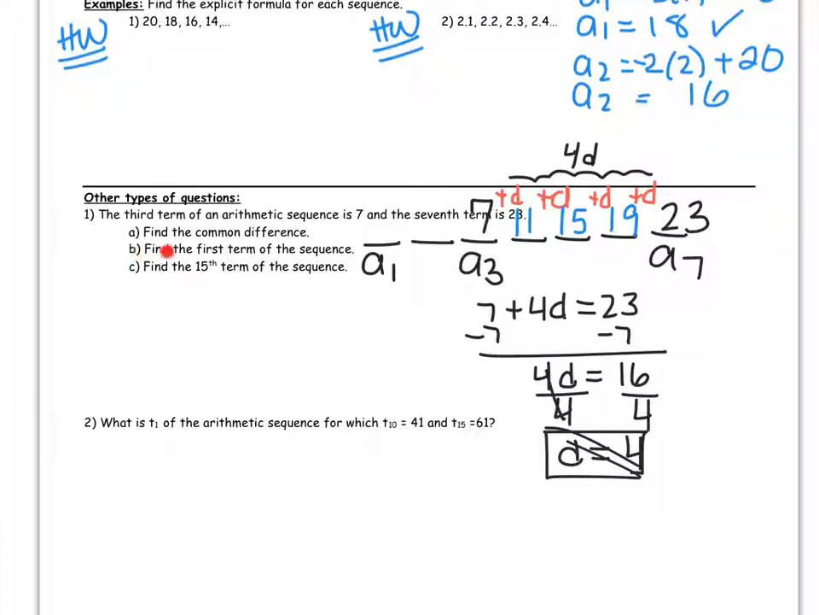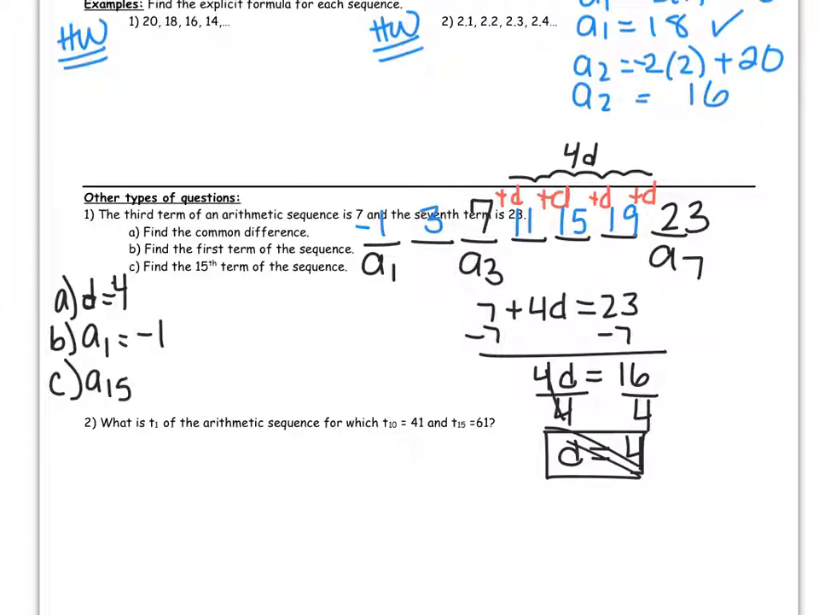So now it's actually very easy to find the first term of the sequence, because all I have to do is work backwards. If I added 4 to get to 11, I'm just going to subtract 4 from 7, and I'll get 3, and then minus 4 again, I'll get negative 1. So to answer the question so far, part A, the answer is d is equal to 4. Part B, the first term, a sub 1, is equal to negative 1. And then a sub 15, find the 15th term.